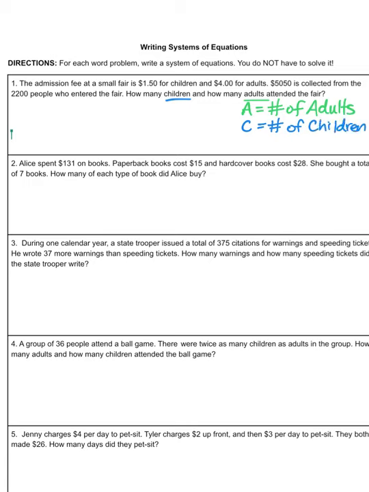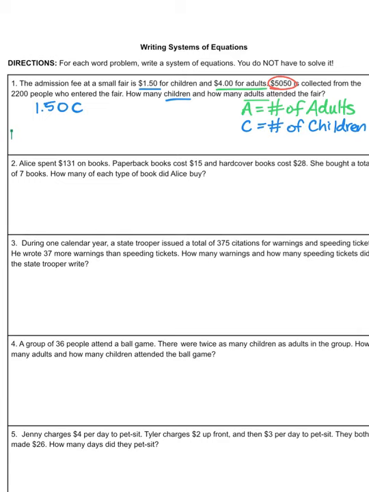So both A and C need to appear in both of my equations. So the first equation I'm going to write based on this first sentence. The admission fee at a small fair is $1.50 for children and $4 for adults. So I know the $1.50 goes with children. So however many children attended, they would multiply it by $1.50 to get the amount of money for children. So I'm writing 1.50C. Remember, that's the same thing as saying 1.50 times C. And I also know that they charged $4 for adults. And I know that if I put these two together, it tells me this is how much money they made.